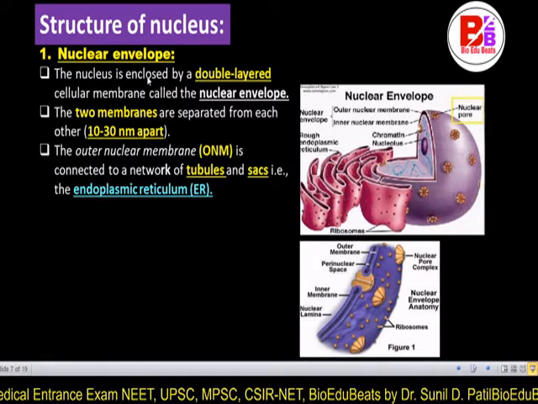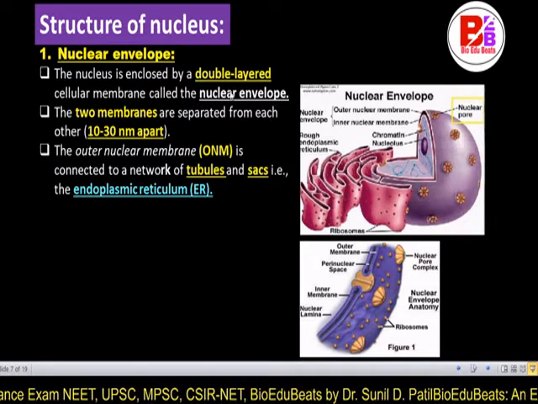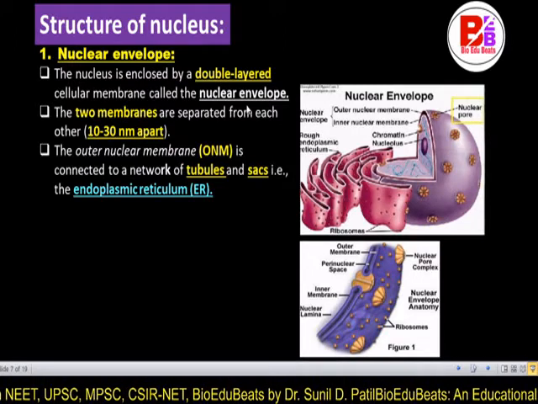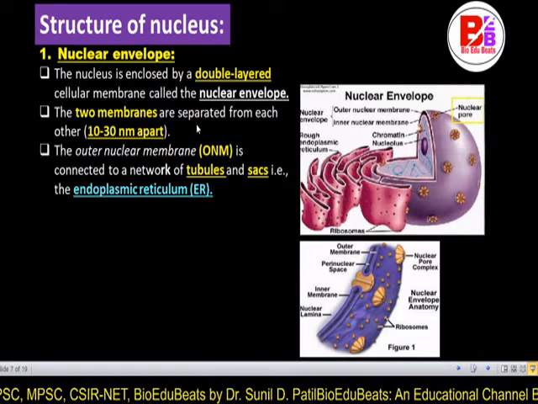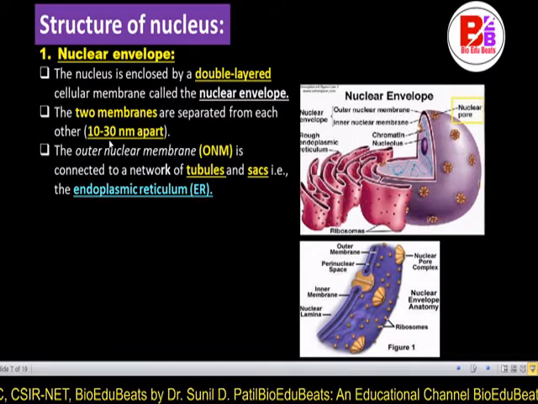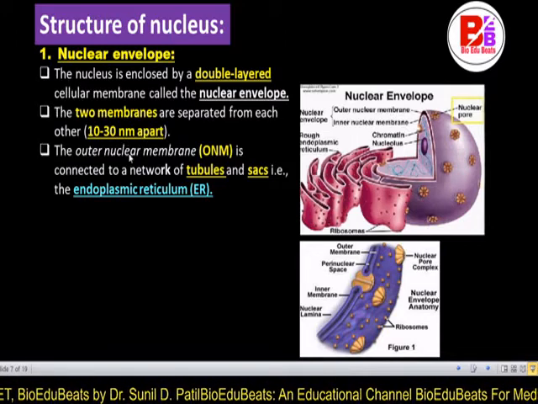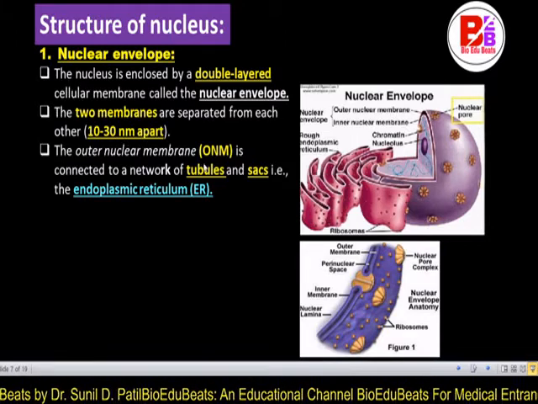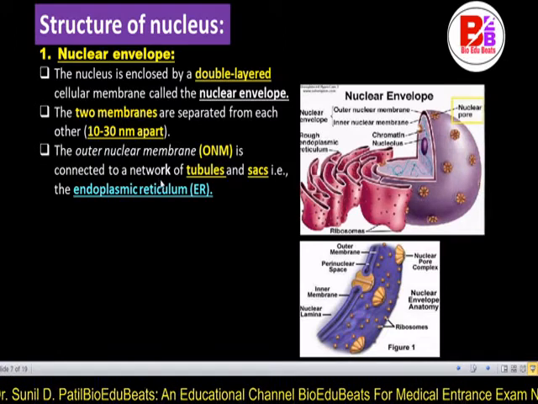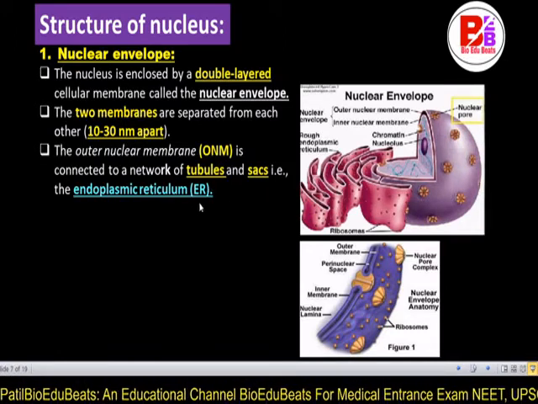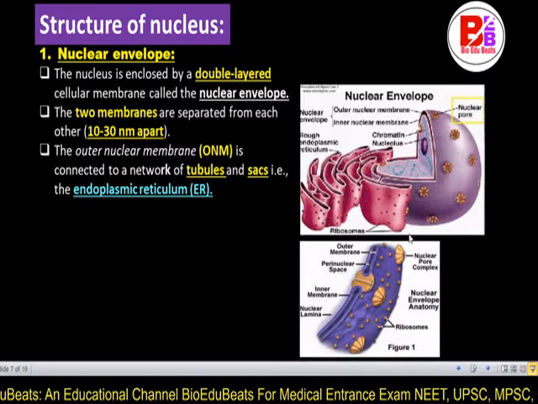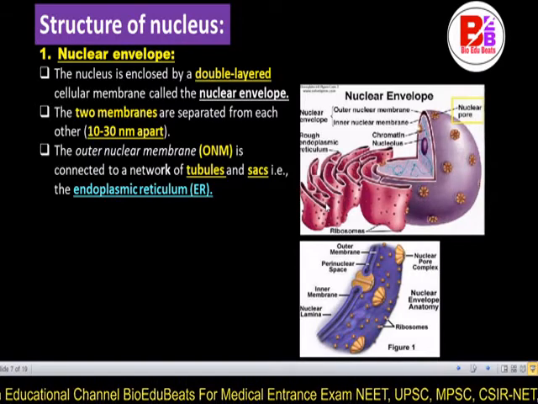The first point is the nuclear envelope. The nucleus is enclosed by a double layered cellular membrane called the nuclear envelope. The two membranes are separated from each other by 10 to 30 nanometers. The outer nuclear membrane is connected to the network of tubules and sacs, that is the endoplasmic reticulum. You can see the outer membrane connected to the endoplasmic reticulum.